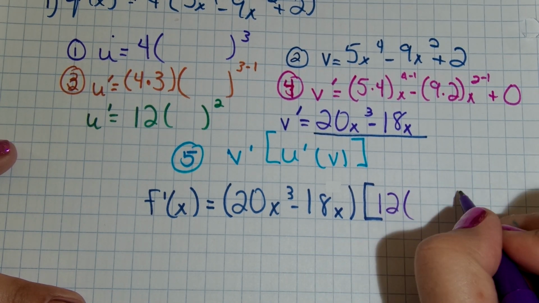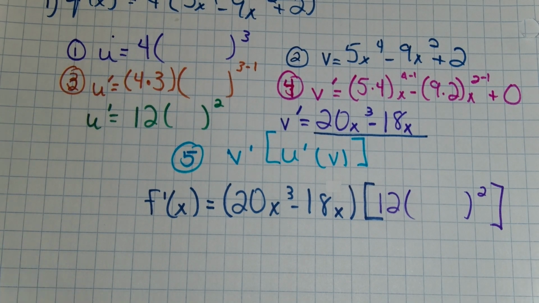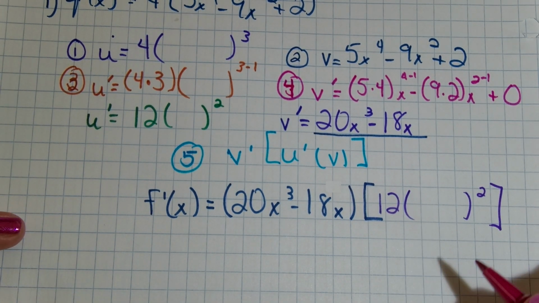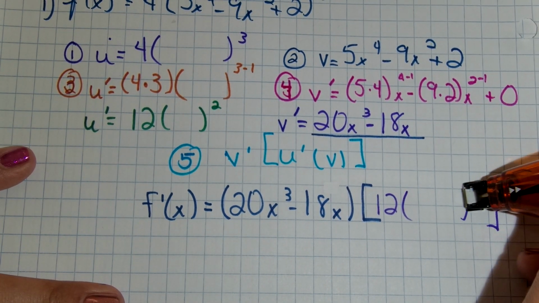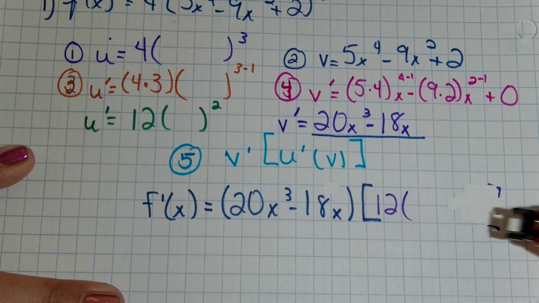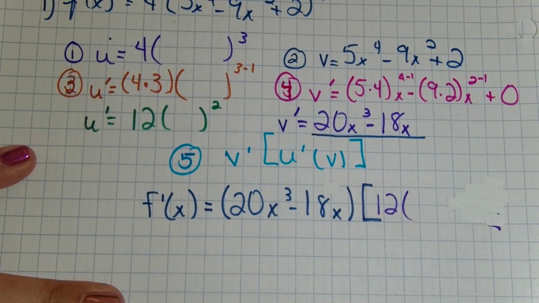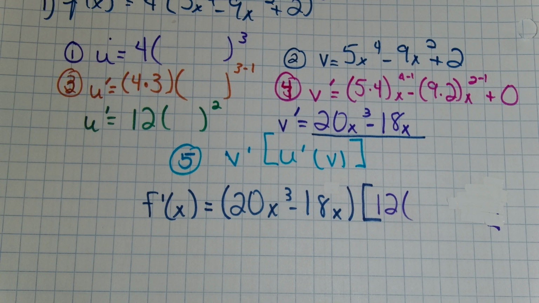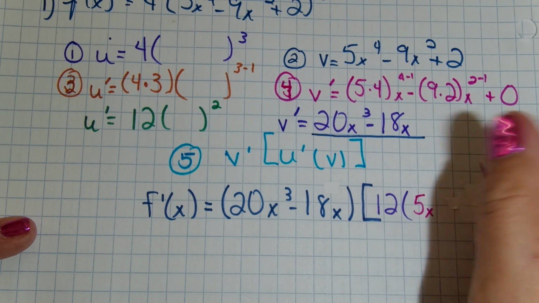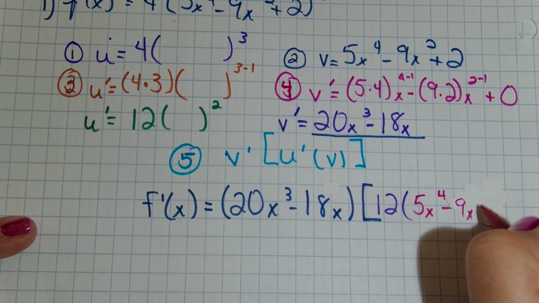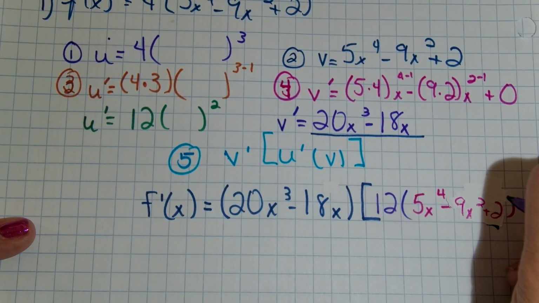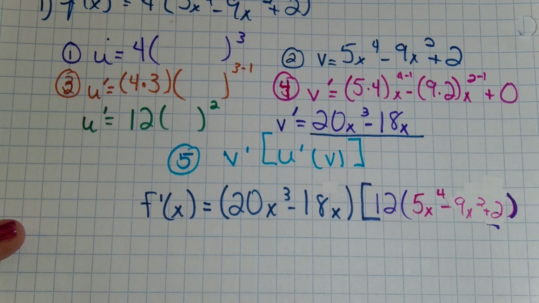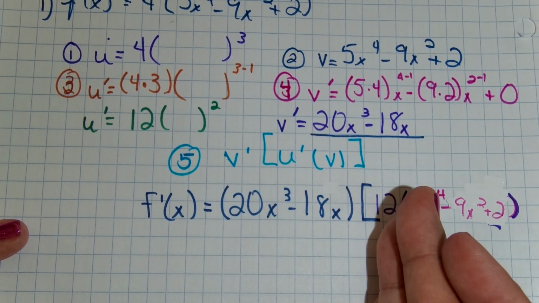12, parentheses, square. And then what goes in the middle? Ooh, nope, not 20x cubed minus 18x. Yes, 5x to the 4th minus 9x squared plus 2. Remember, on the inside is the original v. So remember, it's derivative, derivative, original.